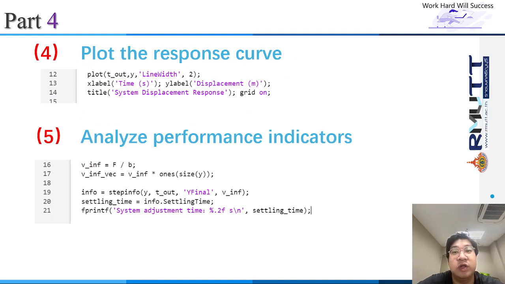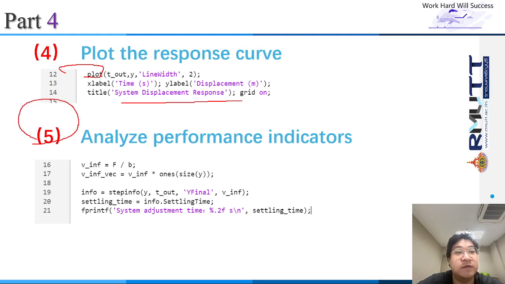Next is the fourth step, plotting the response data. The plot function is used to draw a curve of displacement changing with time. Axes labels and grid make the curve more readable, clearly presenting the dynamic change of the system.